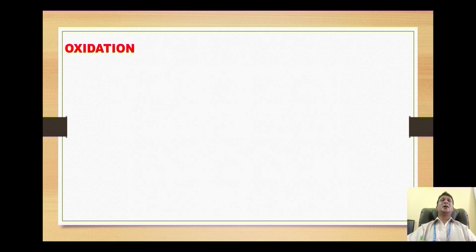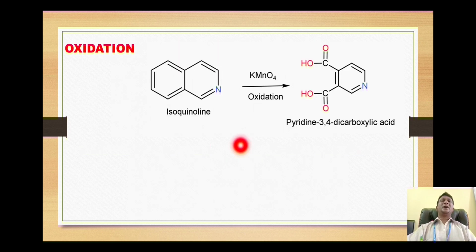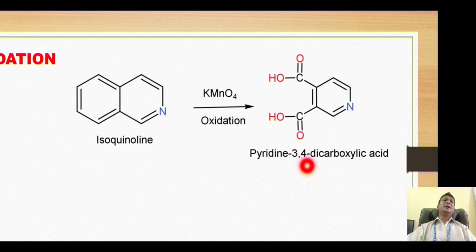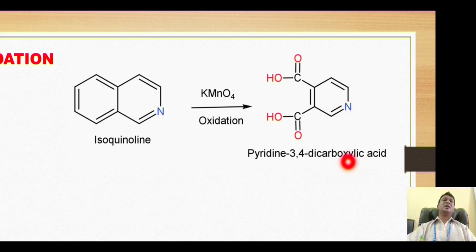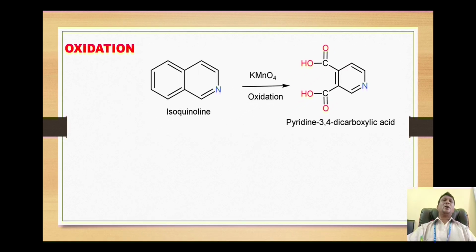Next, move on to the next reaction, that is oxidation reaction. The oxidation takes place on the benzene ring of isoquinoline. This carbon and this carbon, which are at alpha position, undergo oxidation, and both are converted to corresponding carboxylic acids, and this gives formation of pyridine-3,4-dicarboxylic acid. This is position number 1, this is 2, this is 3, and this is 4. So by oxidation we will get pyridine-3,4-dicarboxylic acid.